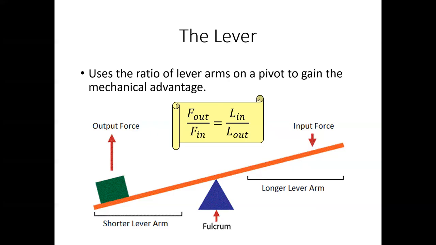So how does that look in the equation? F out is going to be larger than F in, and that's what we're trying to do. That's only achievable if the lever in is greater than the lever out by the same ratio. So if my input lever is twice as long as my output lever, then I need half the force to lift up the box. That is basically the essence of a lever.